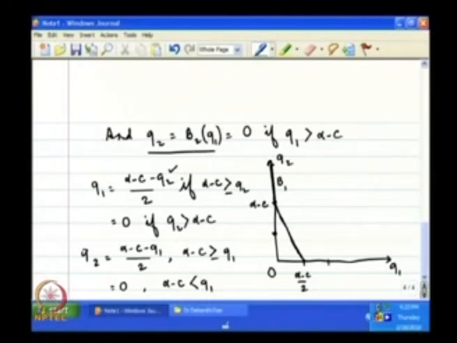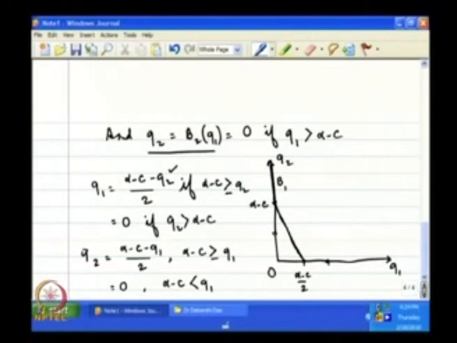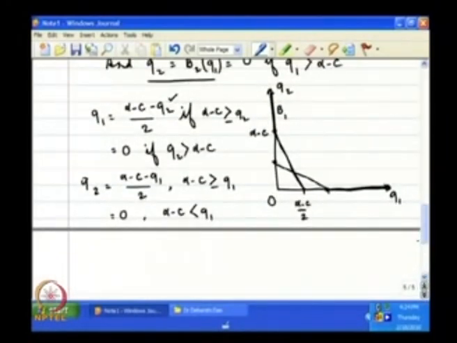If Q2 is equal to 0, then Q1 is equal to alpha minus C. So this point is again on the best response function. So I can join them. And if Q1 is greater than alpha minus C, then Q2 is equal to 0, which means that I am getting the horizontal axis itself. Which means that this B2 is cutting this B1 at only one point. This is the point of intersection.